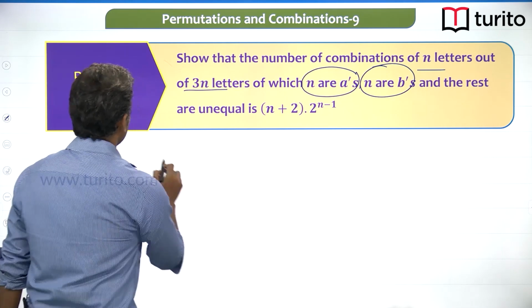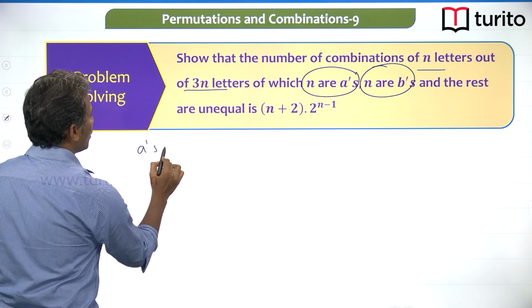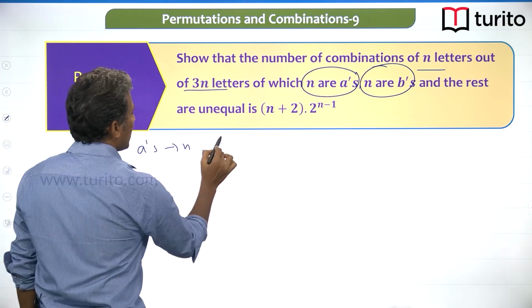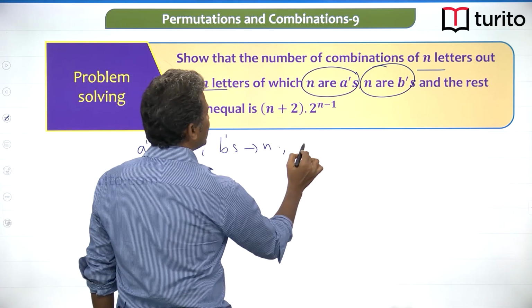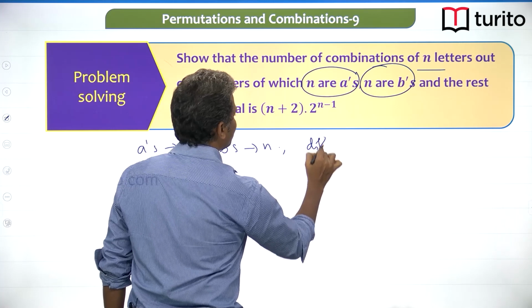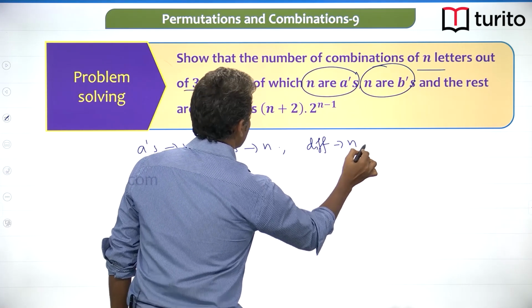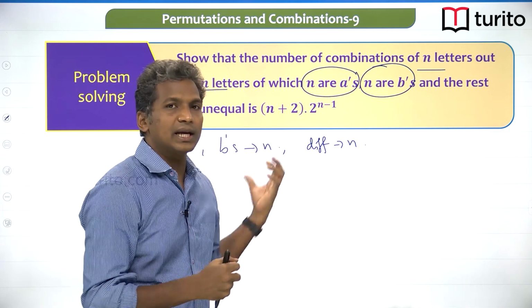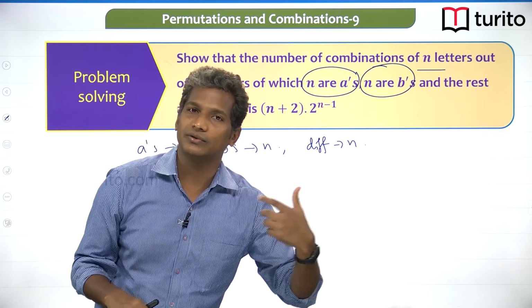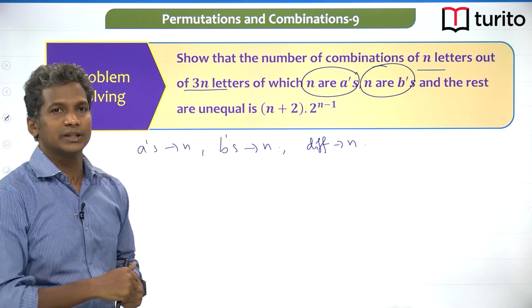So A's are how many? n. And B's are how many? These are also n, and the remaining n are different. And we want to select any n of them. Total there are 3n, we want to select any n of them. So how do we do this question?